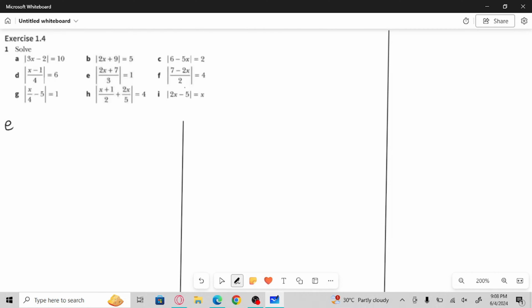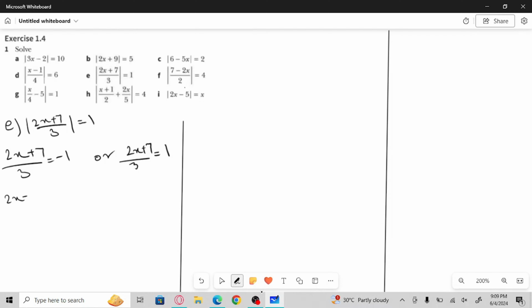Okay, part E says |(2x + 7)/3| = 1. Again, two possibilities: (2x + 7)/3 is equal to negative 1, or (2x + 7)/3 is equal to positive 1. We are going to simplify this. 2x + 7 is equal to negative 3, or 2x + 7 is equal to 3.